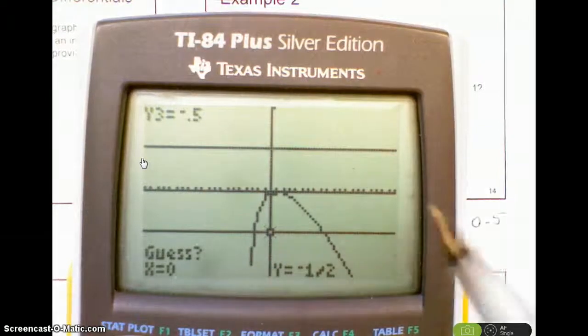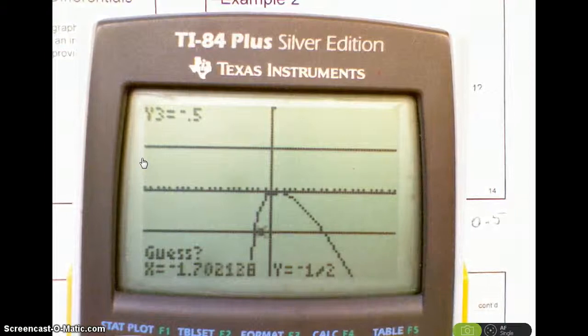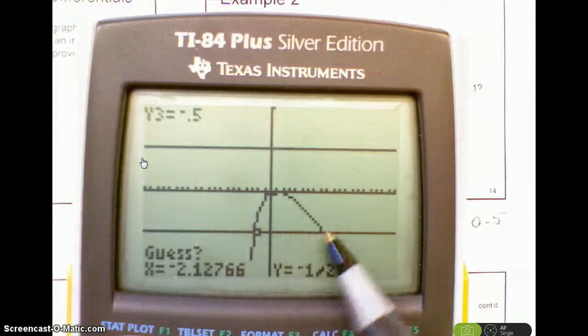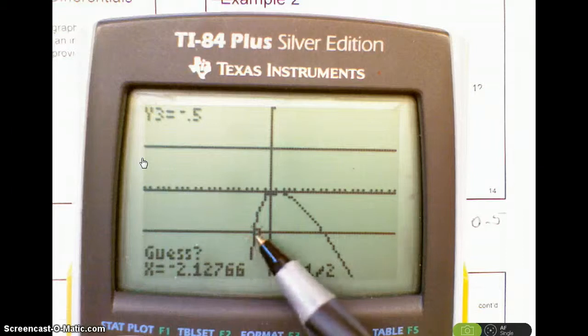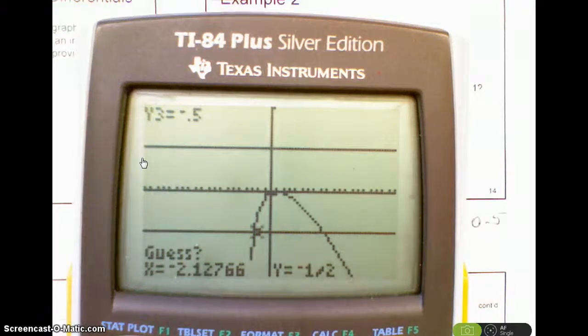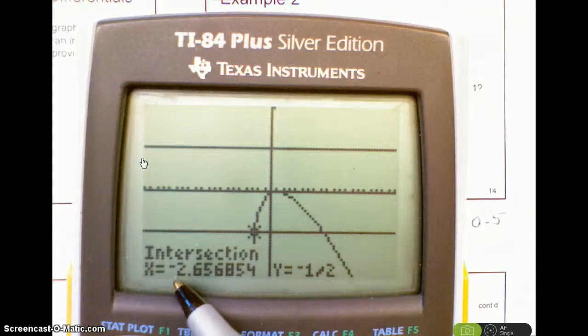And then my guess: I can move my guess here because it is a blinking dot. I want to guess first this x value because I noticed that there are two of them. So I'm just going to move with the arrows closer to that particular point that I want, and then the intersection will be x equals negative 2.656. So I'm going to write that down: x equals negative 2.6569. Okay, to be safer.